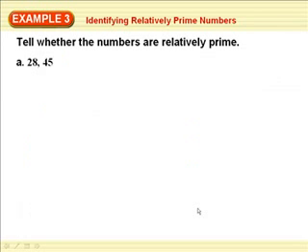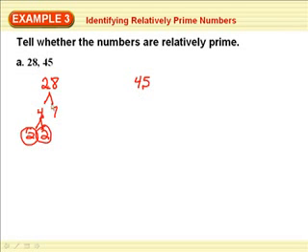Now, tell whether numbers are relatively prime. What we do here is the same thing. One way to do it, I don't really like to factor them. Your book factors them. Let's do this with the trees so I can show you how the trees work. 28 would be 4 times 7. 4 is 2 times 2. That's done, that's done, that's done. So 28 is 2 times 2 times 7.